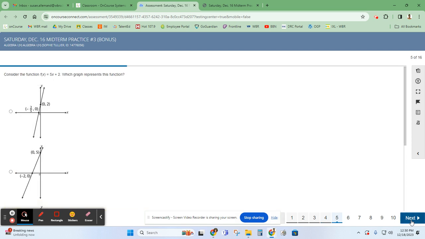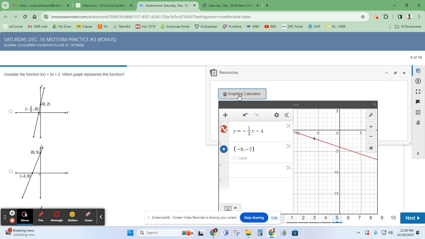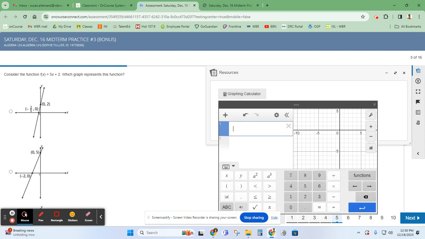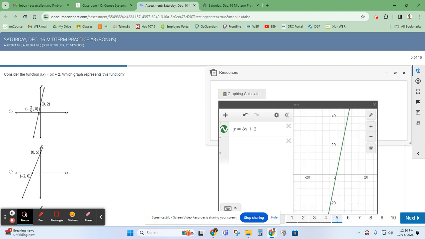Next, again, you can either go by what you know on the graph, or you can even use this graphing calculator here. If I wanted to use the graphing calculator, I'd enter y equals, where that f of x is, I'll put y equals 5x plus 2. If I wanted to zoom out of this or just adjust how I look at it, I can. But I see that's the line that I'm looking for.